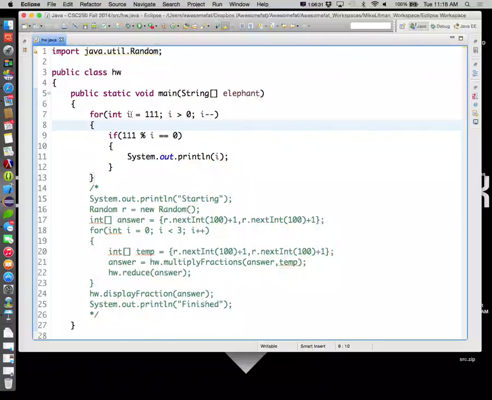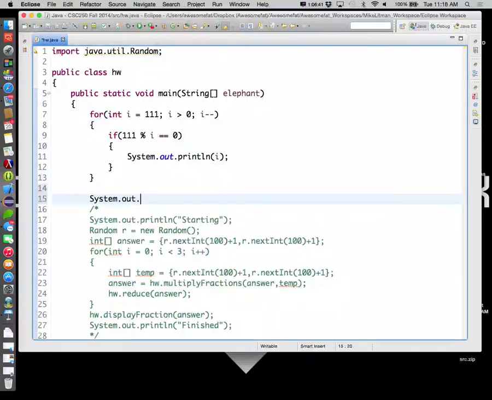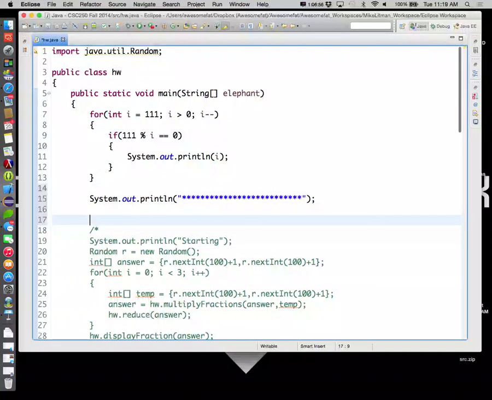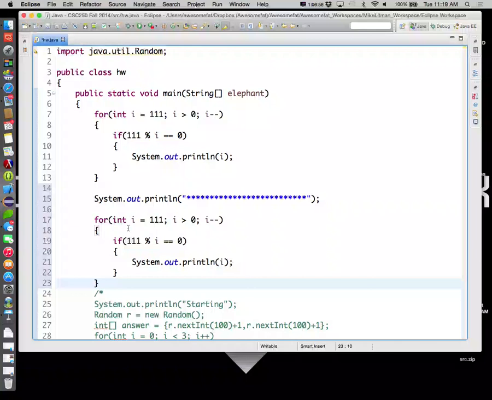So let's start i off at 111. Let's do a second loop, just so we have both of our numbers there. We'll do a little System.out.println. And appropriate Java conventions is this is the exact number of asterisks to use for dividing up printouts. I've been doing it so long, but this is the exact number, just so you know.